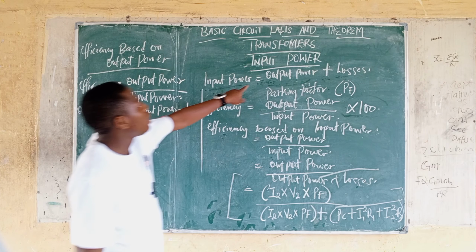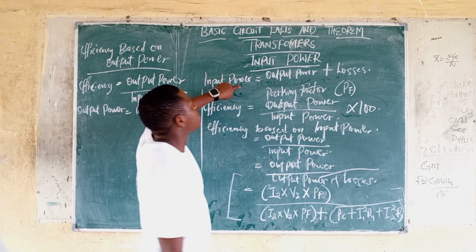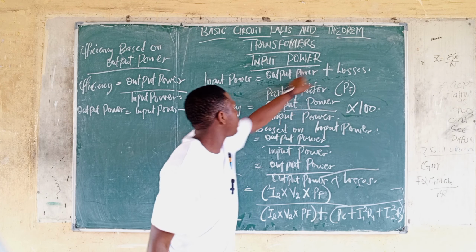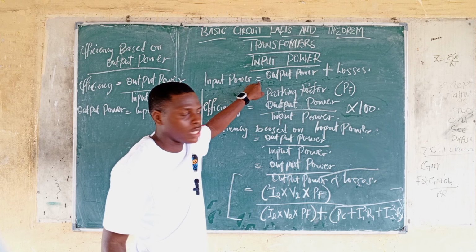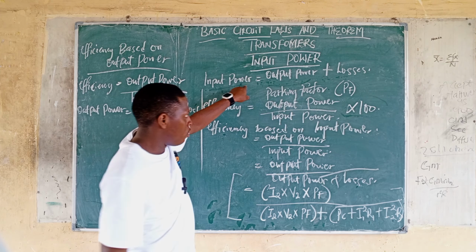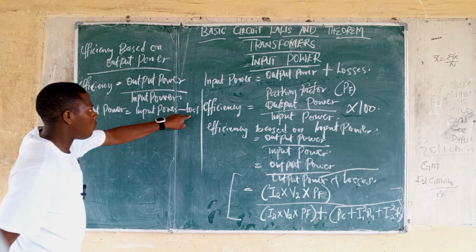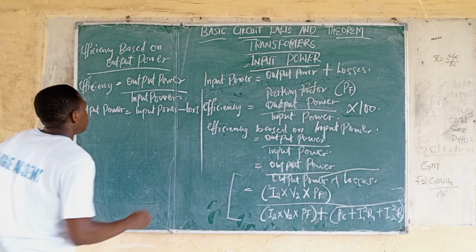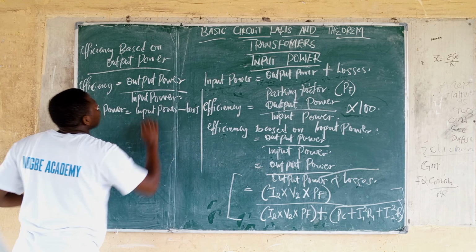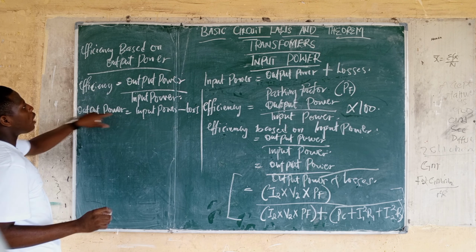So we are having input power, take this one to the other side. Addition, crossing an equality sign, becomes subtraction. So this is input power minus losses. This is what we have here. So you substitute this into your equation where you see output power.